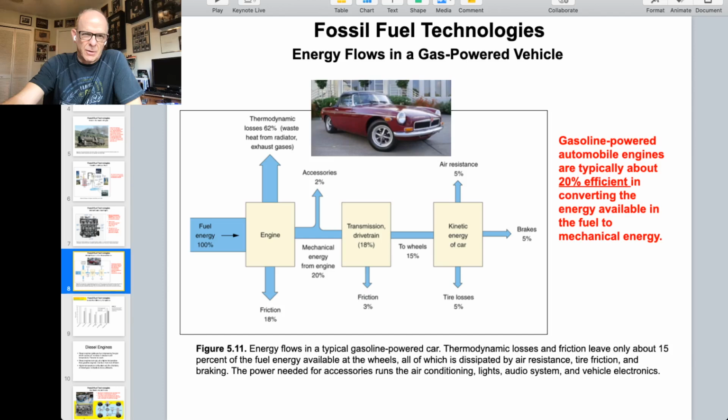Then this 3% friction that's shown underneath the central box, that's the friction of the wheels on the road, actually not even the air resistance. So only 15% of the energy available in the gasoline goes to moving the car, and then we stop the car, have air resistance, which is where all that energy ultimately goes. So ultimately, you can see it's all going to thermal energy in the end. Friction, friction, friction. Brakes are friction, air resistance is friction, thermodynamic losses, it's all going to thermal energy.